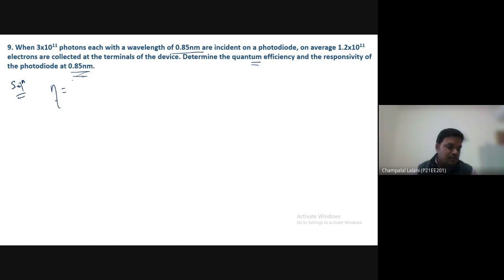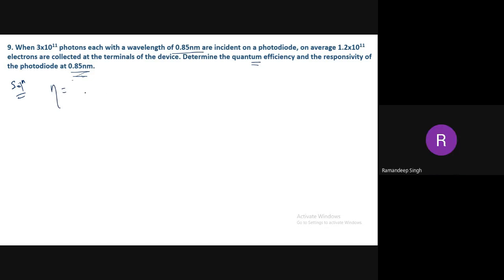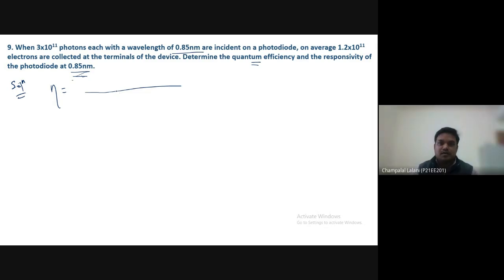Can anyone tell the answer? What is the quantum efficiency for a photodiode? Number of electrons generated by number of incident photons. Yeah, correct. In case of photodiodes, it is the number of electrons that are generated or present in the device upon the number of photons that are incident.